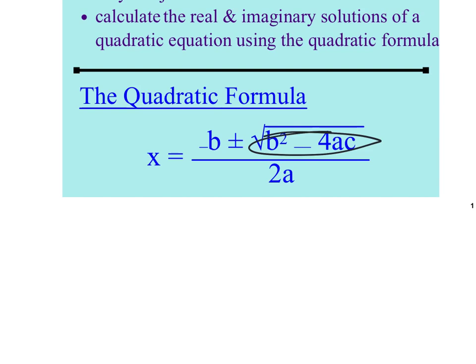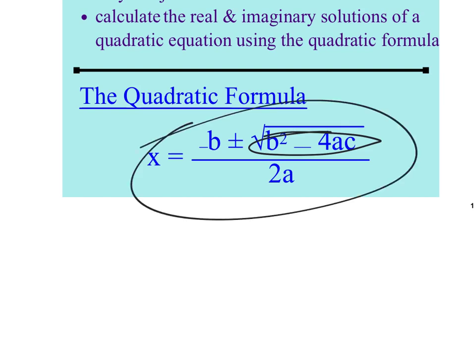Either it's positive, in which case there would be two answers to this because of the plus and minus. Or it could be negative, in which case there would be zero answers. If that's negative, there's no real answers. And then the only other case, it's either positive or negative, or what else could it be? Zero. And if it's zero, then how many answers are there?